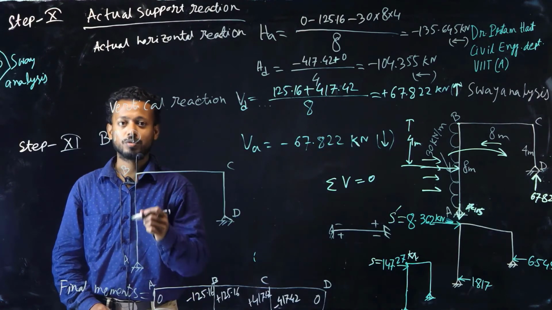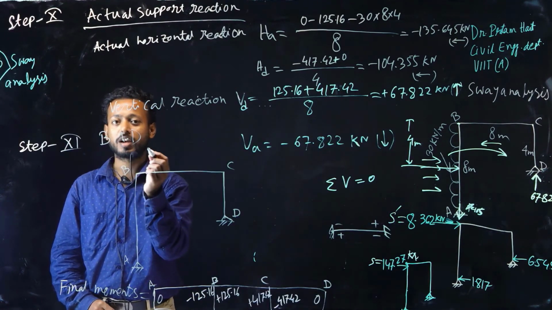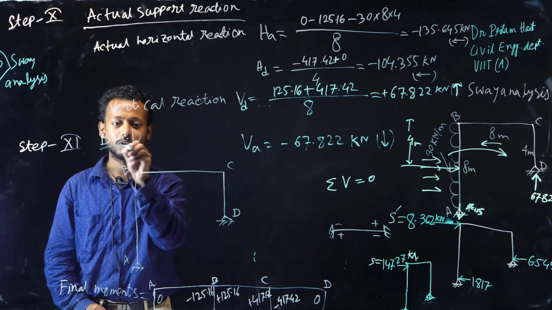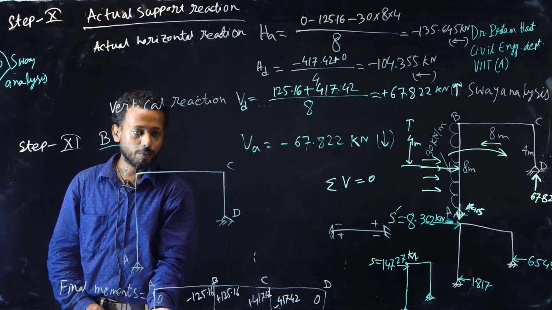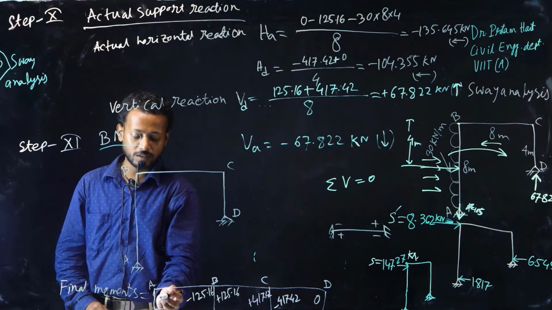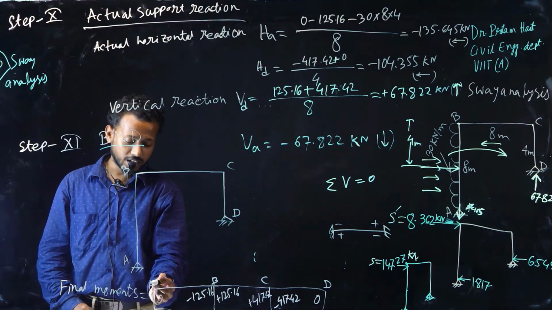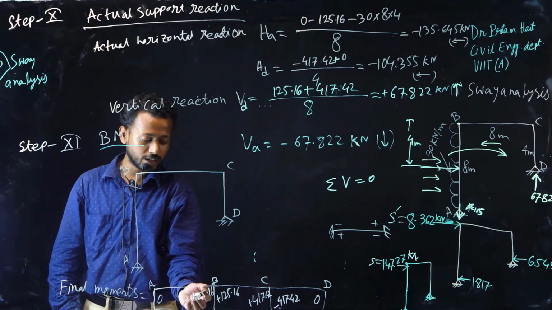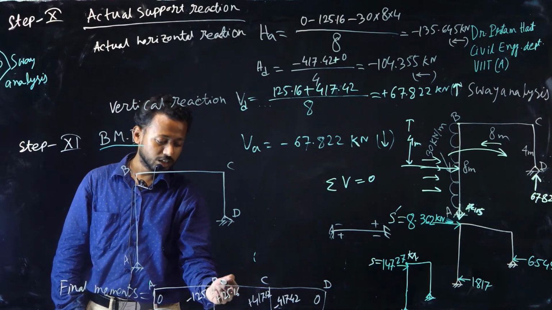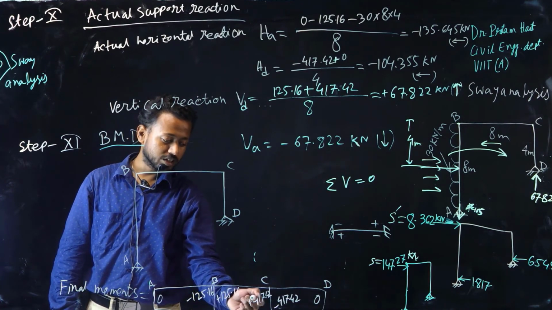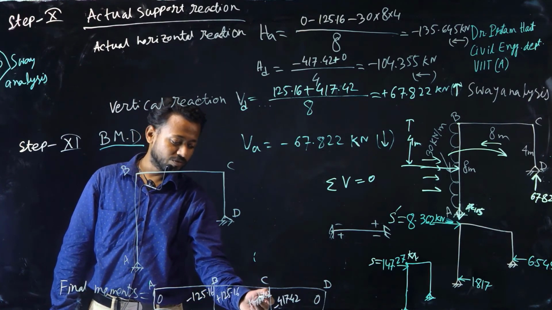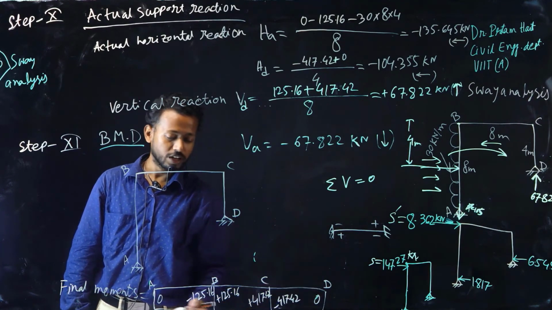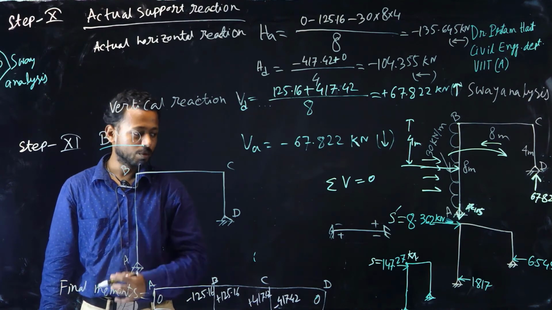Okay. So the last step is the bending moment diagram, which is step number 11. In this bending moment diagram, I will draw the bending moment considering the final moment. At A support the final moment was 0, at B support the final moment was minus 125.16 and plus 125.86, at C positive 417.42, negative 417.42, and at D it is 0. So I will draw the bending moment diagram.